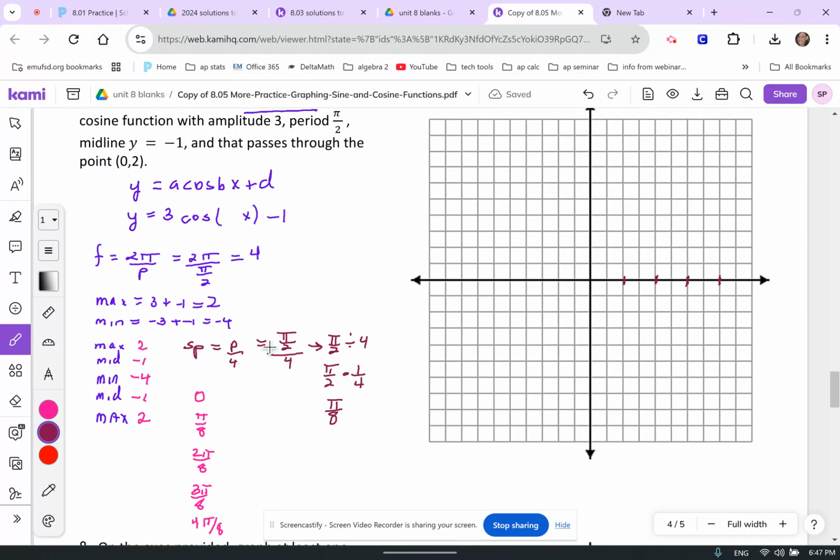So you're starting off at the origin, so that's 0, and that's pi over 8. 2 pi over 8 reduces to pi over 4. Then 3 pi over 8, and 4 pi over 8 reduces to pi over 2. And then you're going to graph the midline, which is y equals -1.